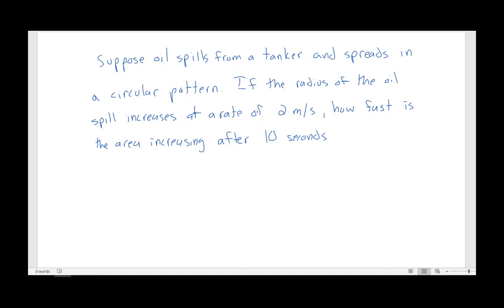Alright, now that you have unpaused the video, we're going to take a look at this first application. We're going to take a look at probably 5 or 6 word problems, different applications of implicit derivatives. And here's our first one.